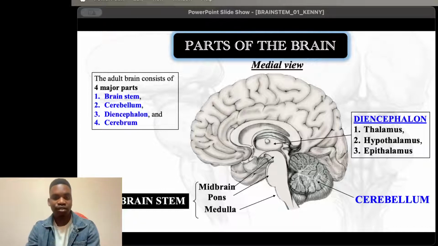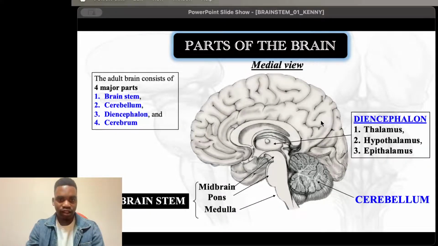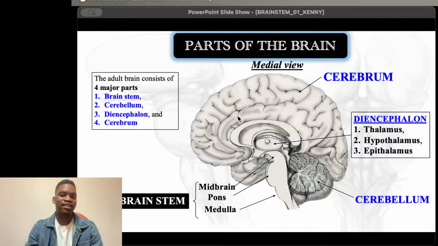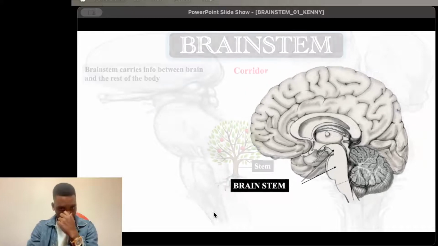We have a separate video where we discuss this diencephalon stuff, the thalamus and hypothalamus and the epithalamus. The hypothalamus will be covered in the limbic system, and the rest will be discussed separately. And then just on top of the diencephalon is where we have the cerebrum, or the major part of the brain. And today, the focus of discussion is the brainstem.